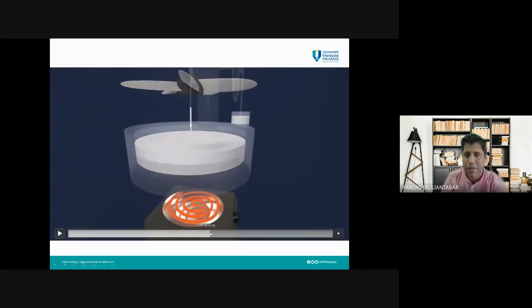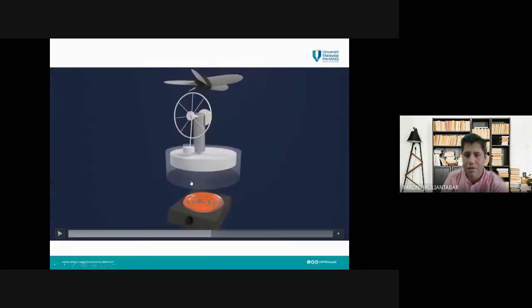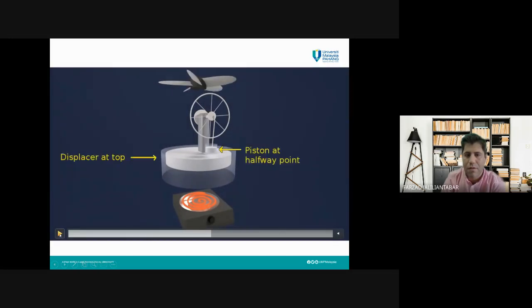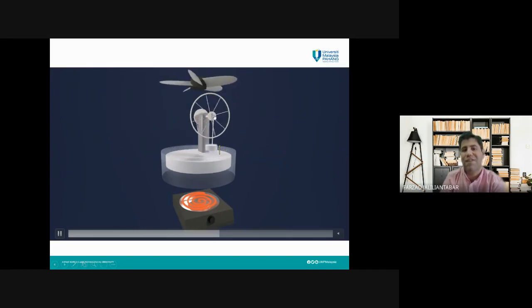Here, this piston, this placer, or the piston number two, actually is attached to this flywheel, actually a shaft, I can say, and also the other piston. Movement of these two, both of them, is transferred to this flywheel actually. You can see how it moves.